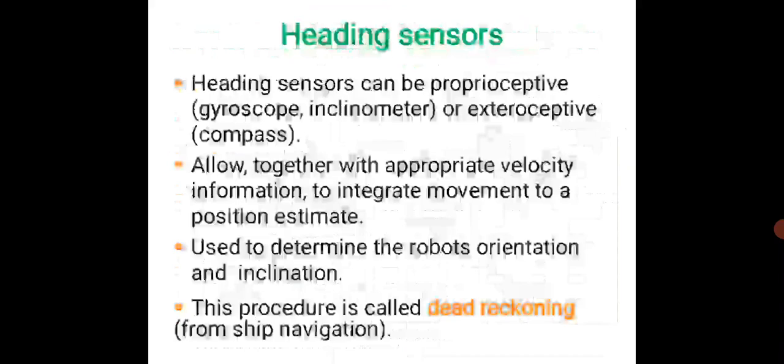The next type is heading sensors. These can be proprioceptive or exteroceptive. Together with appropriate velocity information, they allow you to integrate the movement into a position estimate. This procedure is called dead reckoning. It is used to determine the robot's orientation, that is, in which direction it is trying to move, and inclination, that is, what is the angle of movement.